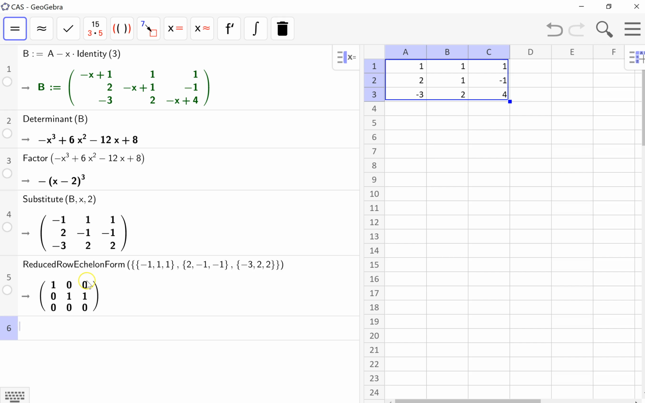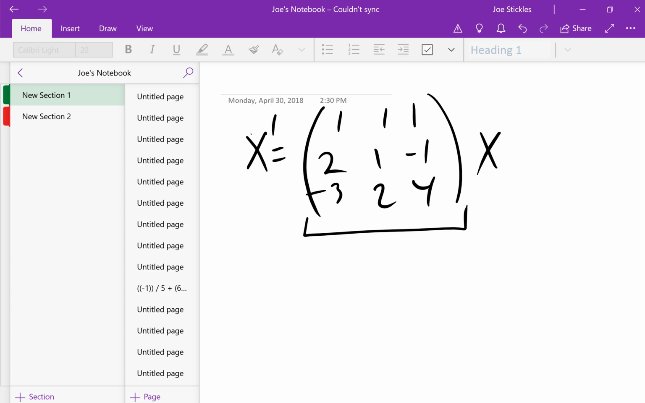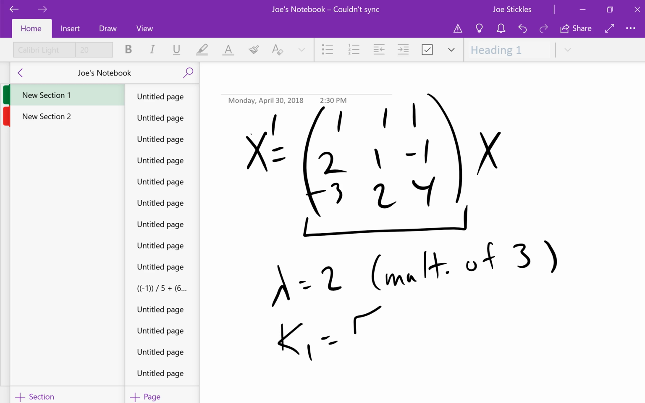Notice that we get the first component has to be 0, and the second component is the negative of the third component. So we're going to get an eigenvector of 0, negative 1, 1, but that's the only one we get from this. So just to write that down, we get our lambda is 2. It's repeated 3 times, multiplicity of 3. And we get our eigenvector, our k1, is the vector 0, negative 1, 1.